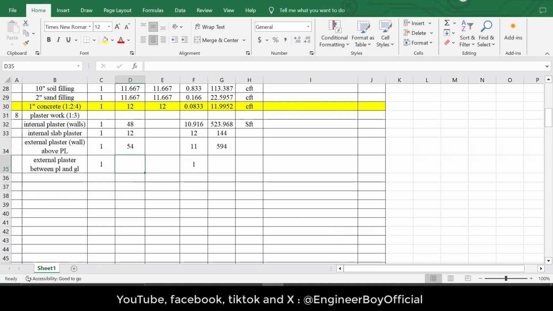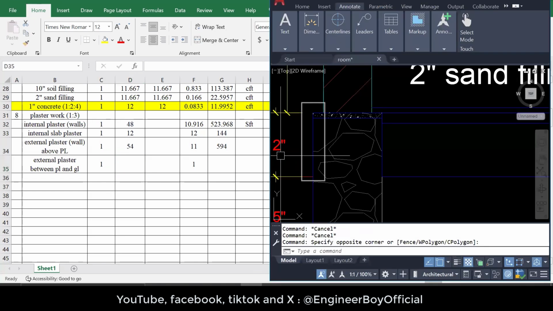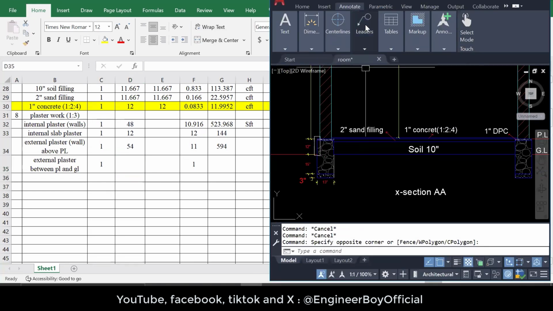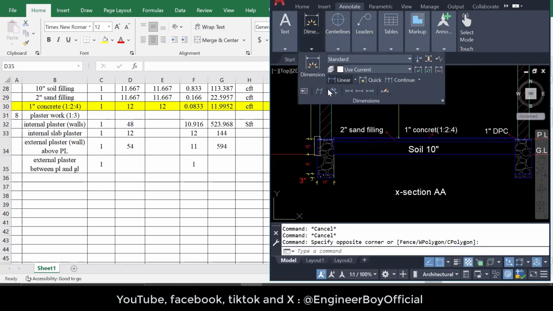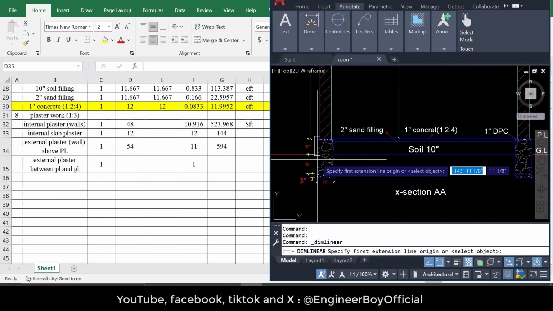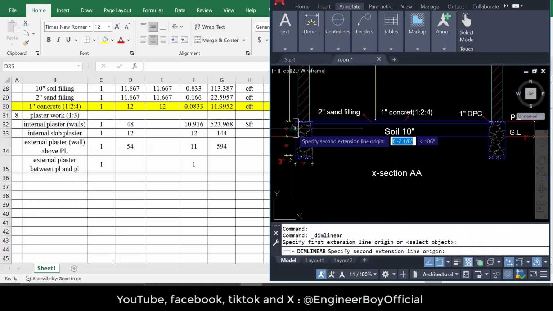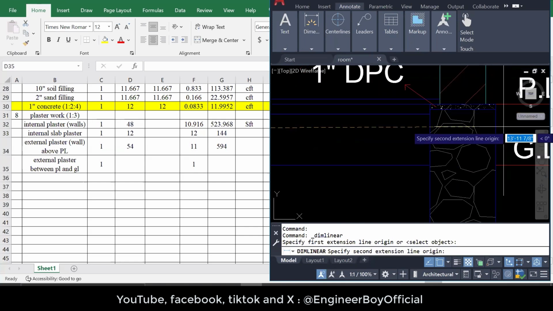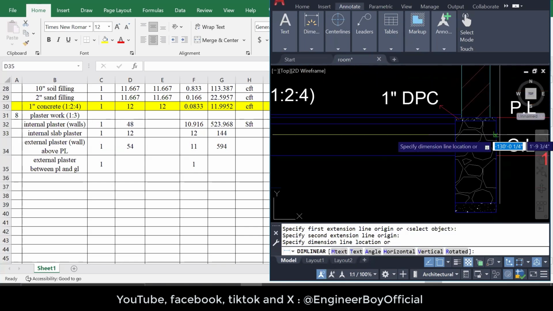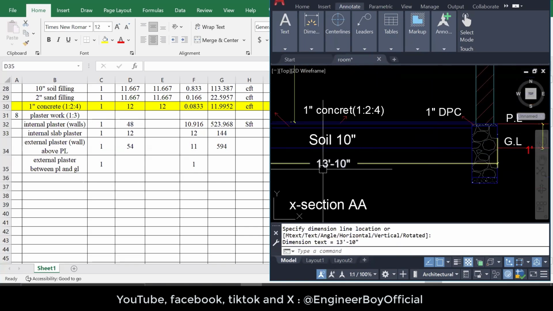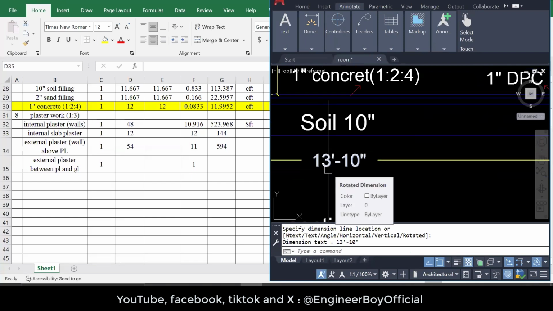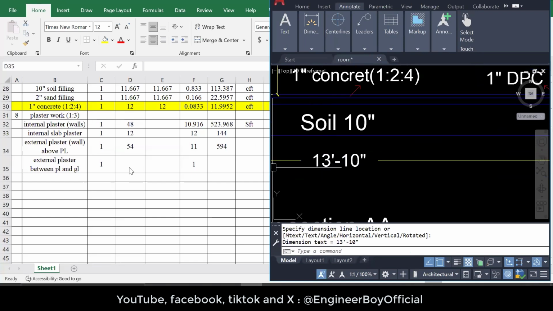Now let's just determine the parameter. Up to this point, you can see, let me just have dimensions and then linear. Now from this point till this point, that is actually the side of the square, and that is 13 feet and 10 inches. Pretty cool. So we have to multiply the one side with 4 because we have a square.